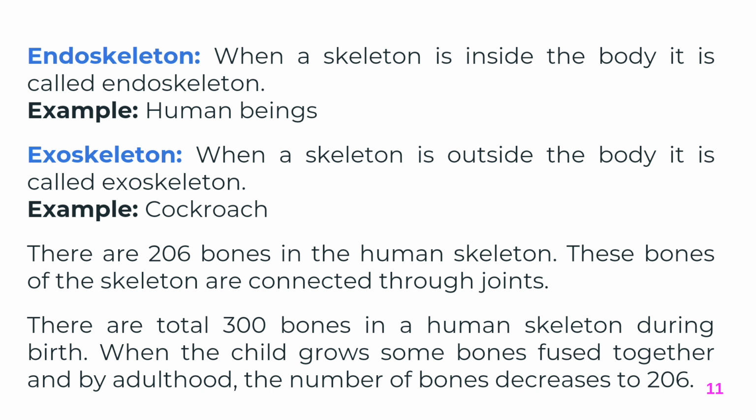These bones of the skeleton are connected through joints. There are a total of 300 bones in a human skeleton at birth. When the child grows, some bones fuse together, and by adulthood, the number of bones decreases to 206.